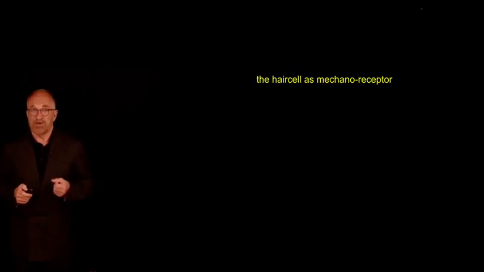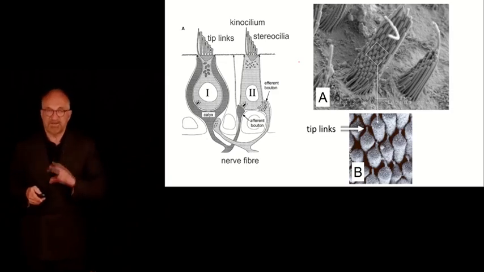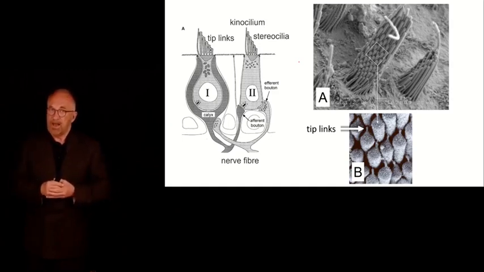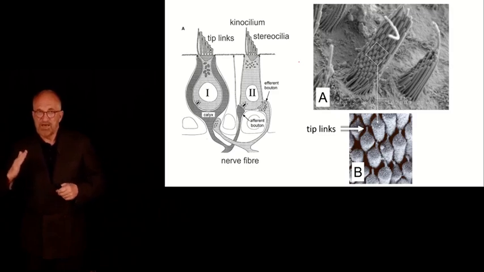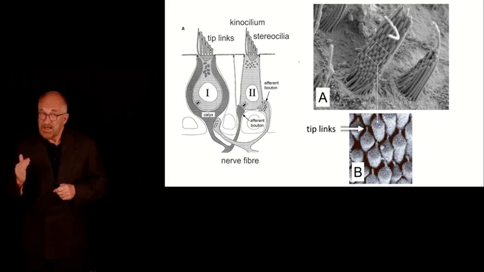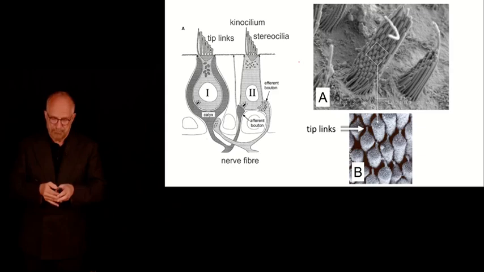How does that work, the hair cell as a mechanoreceptor? So we have two types of hair cells with a different kind of synapses and a different functionality. Now, if we look at the hair cell in detail, we know that the tips of the stereocilia that are increasing in length when they come closer to the kinocilium, the longest hair, then we see that they are interconnected with tip links. So that means that all the stereocilia and the kinocilium move in synchrony.